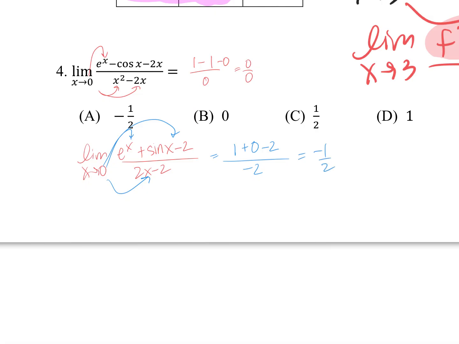Love it. Oh, wait, wouldn't it be positive 1/2? Right, because they were both negative. Good call. Got me too, JC.